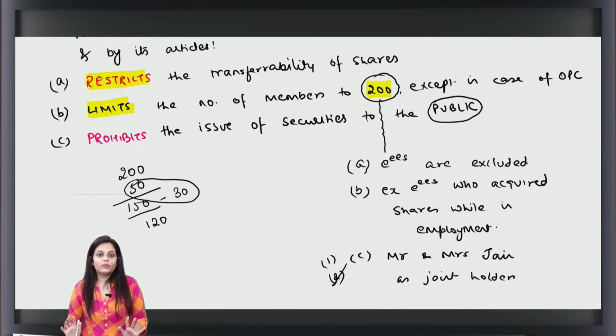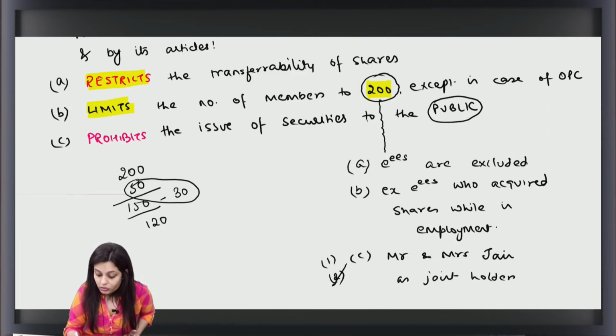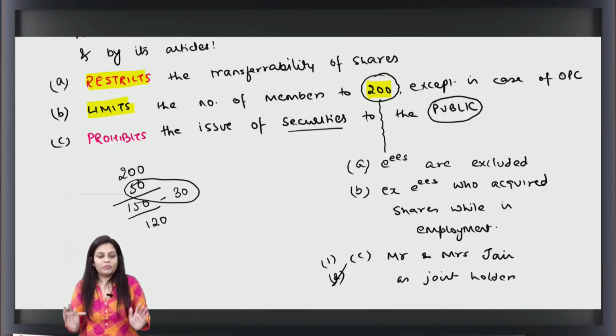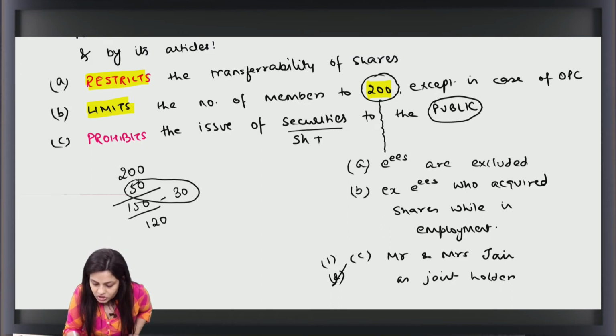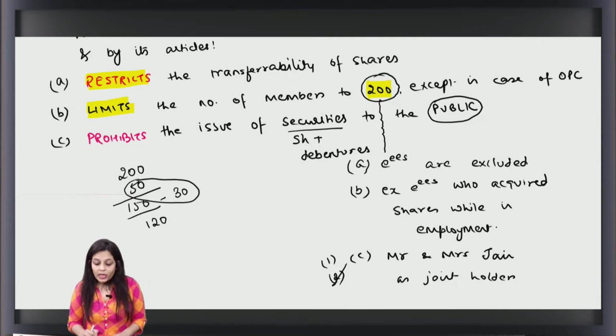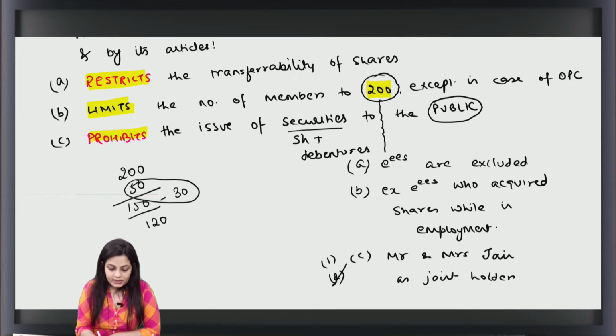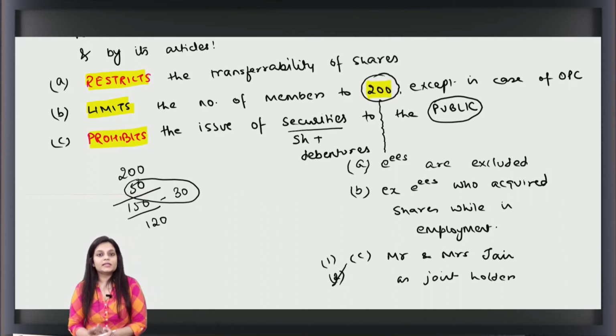Now, I have not written issue of shares. I have written issue of securities. Securities is a wide term. Securities is so wide that it can include shares as well as debentures. So, I repeat again, it prohibits the issue of securities to the public. So, if it is a private company, it must have these 3 restrictions in its articles. Please understand, if you say restricts the issue of securities to the public, that means it can issue but subject to certain conditions. So please do not make the mistake. Be careful. This is restricts and this is prohibits. I guess I have made myself very clear.